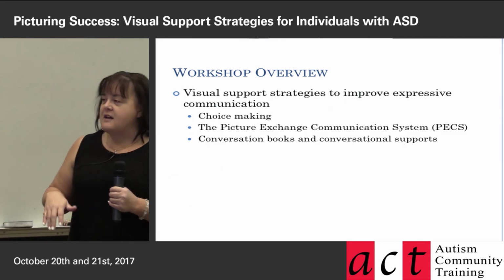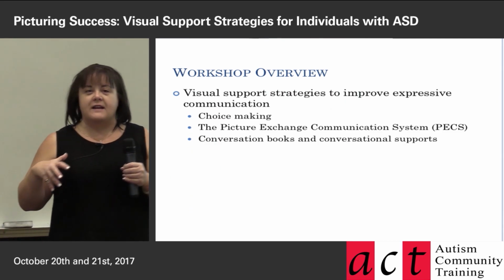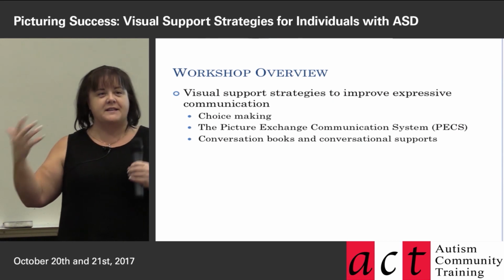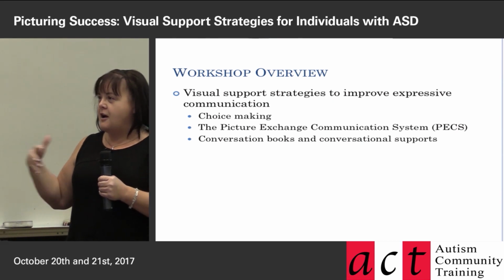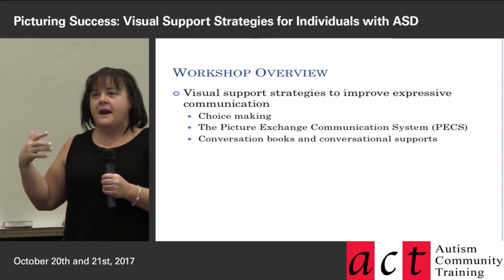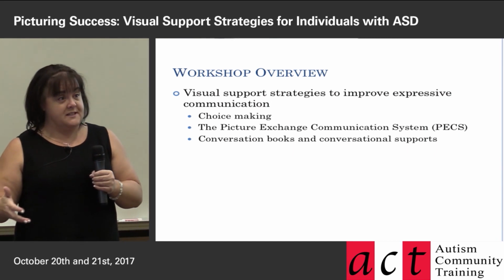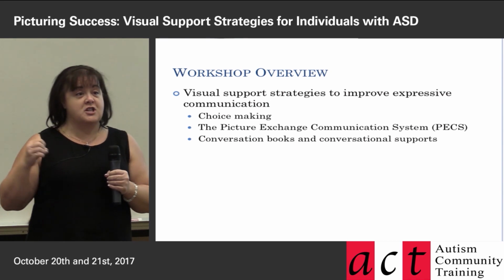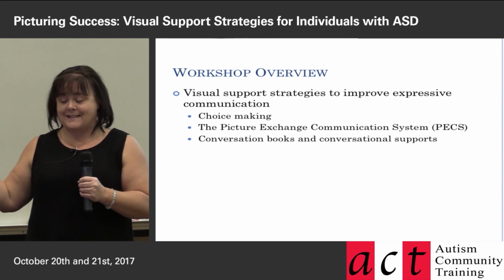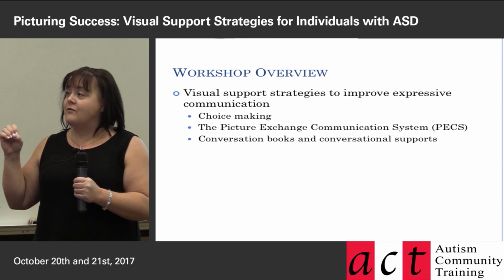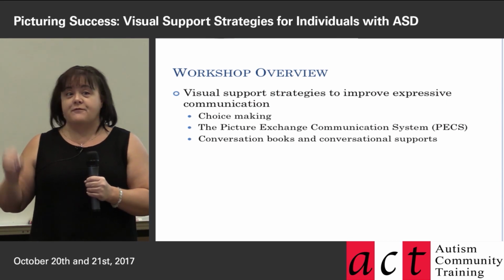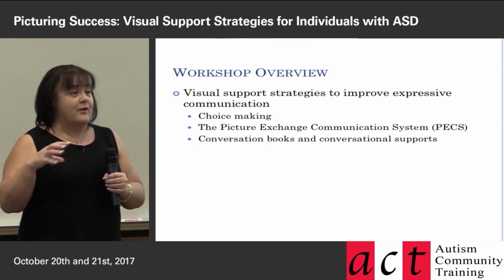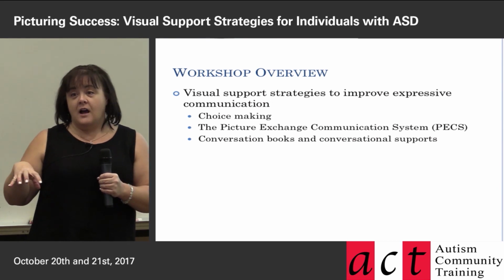We're also gonna be talking about visual support strategies that fall under the umbrella of augmentative and alternative communication, the expressive communication part. So helping individuals make choices and convey what choices they would like. We're gonna spend some time talking about the Picture Exchange Communication System, or PECS. We're gonna talk about conversation books and look at different kinds of conversational supports, because that's also an area where a lot of our individuals have real difficulty.